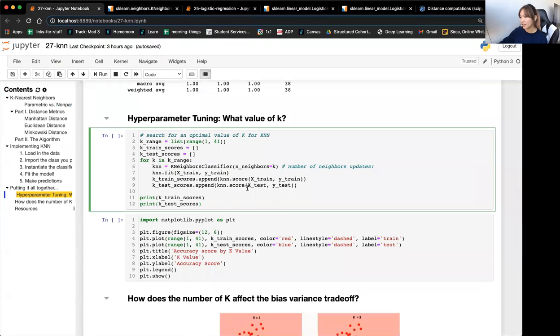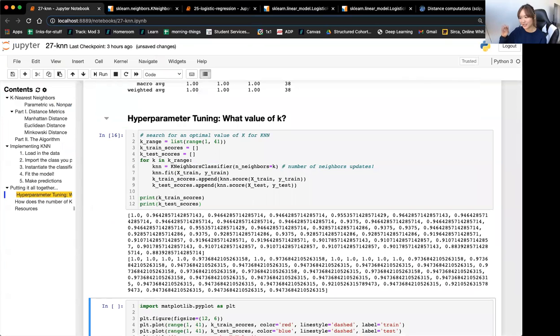So what I'm going to do here, and because it's a fairly small data set, it's going to run pretty quickly. I'm going to get this array of numbers. Before, remember, we saw that with one neighbor, we get a perfect classification. Let's just see how that changes as we increase or decrease k.